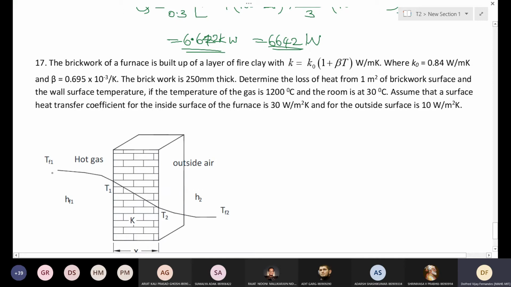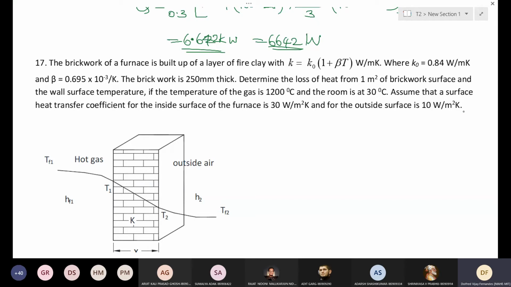So we have a furnace. One side of the furnace there is hot gas which is at a temperature of 1200 degrees centigrade. But outside, the room temperature is 30 degrees centigrade. Assume the surface heat transfer coefficient for the inside surface, the furnace side, is 30 watt per meter square Kelvin, and the outside surface is 10 watt per meter square Kelvin. So we don't have the temperatures T1 and T2. That is the problem we have.